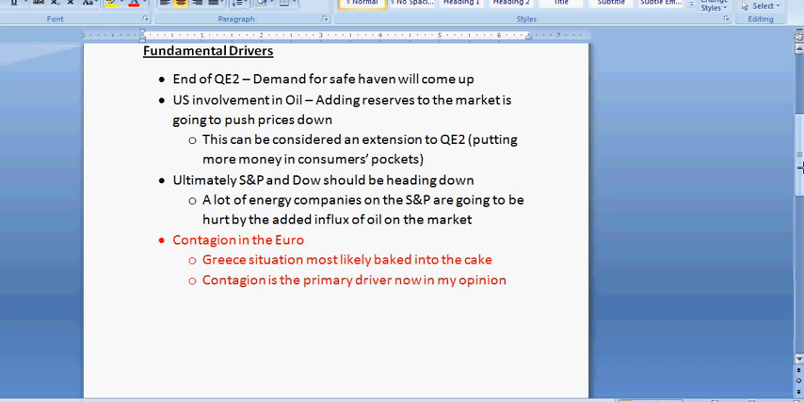And then ultimately, probably the most important thing I want to mention here is contagion in the euro. I think the Greece situation is just basically baked into the cake, meaning I think price action already reflects what is going on in Greece. And ultimately, I think the primary driver now is going to be contagion. I think the worry is now going to shift from Greece over to Italy, over to Ireland, and we're going to have obviously major concerns about contagion. And from a standpoint of the ECB and IMF, it's absolutely impossible, in my opinion, that they would let Greece fail. So I think they'll do just enough to patch up the issue, and that's about it.